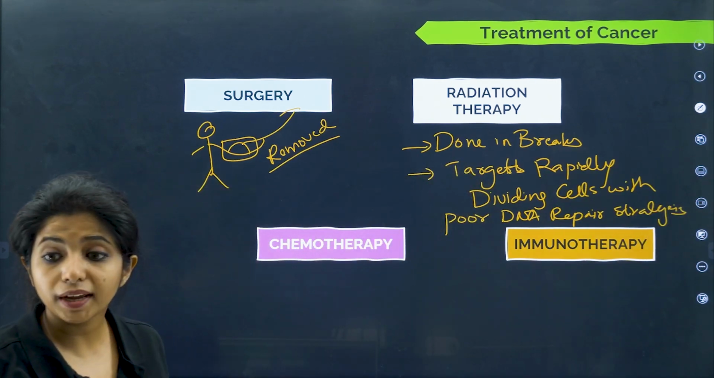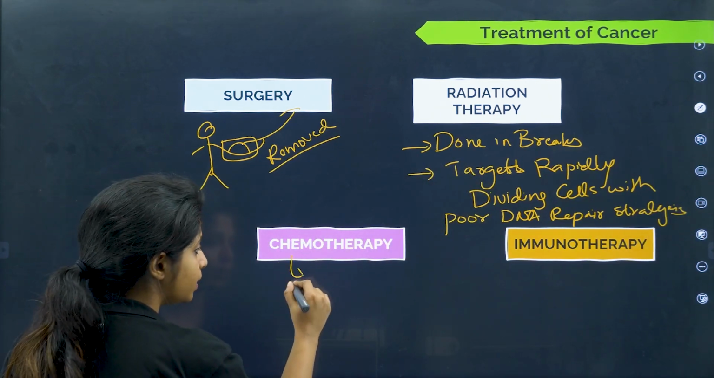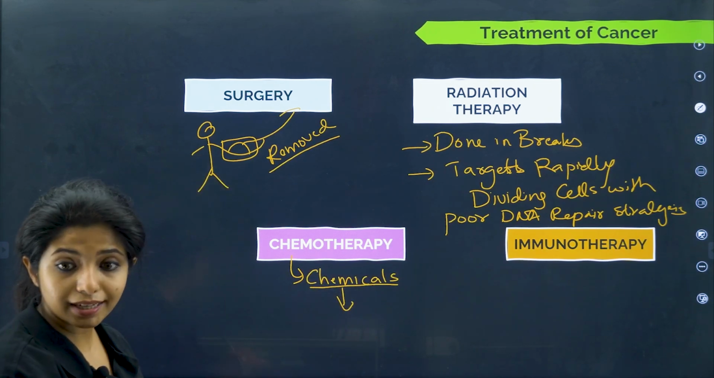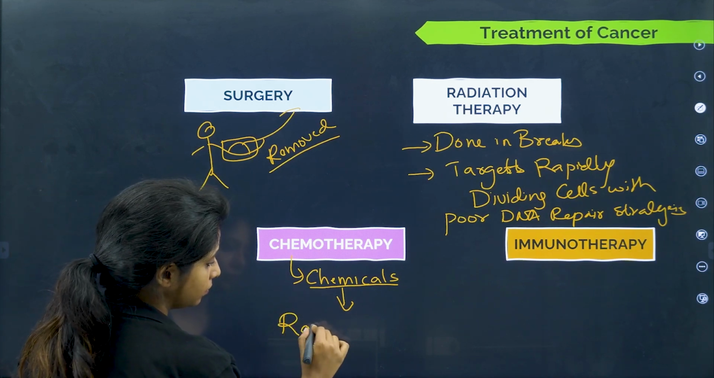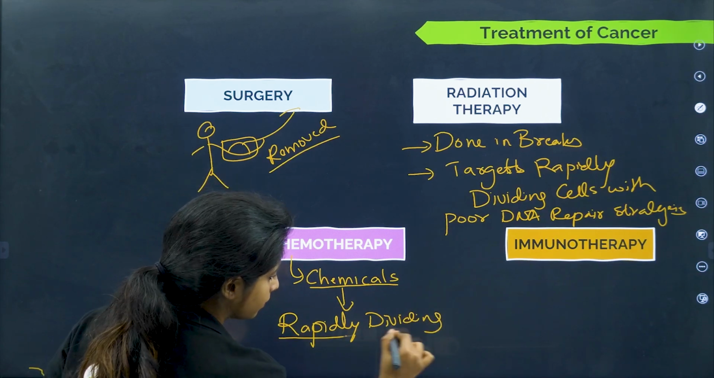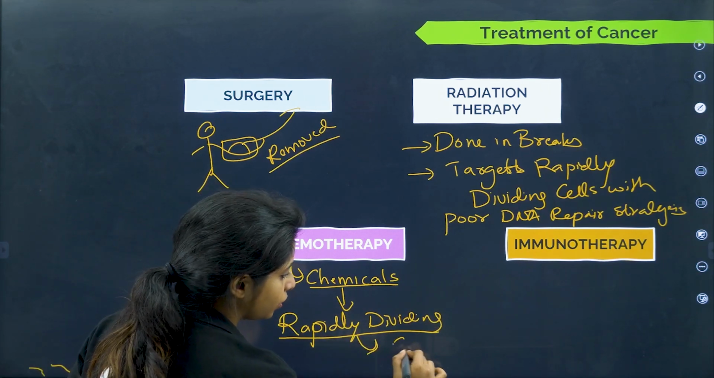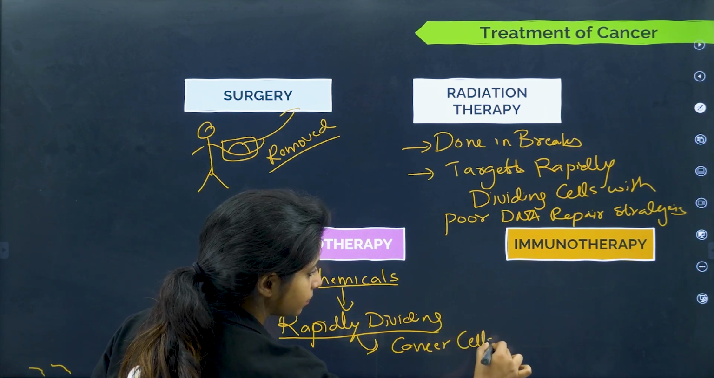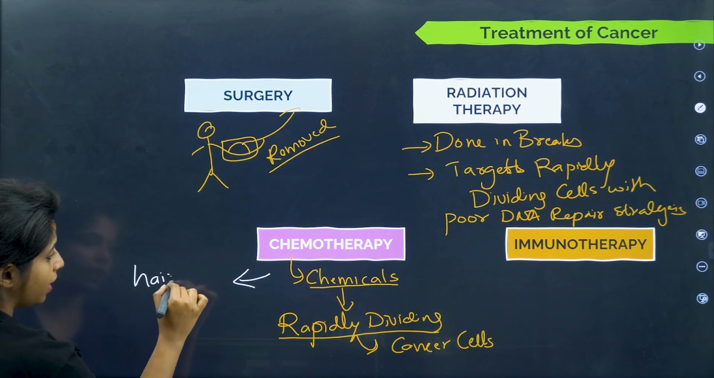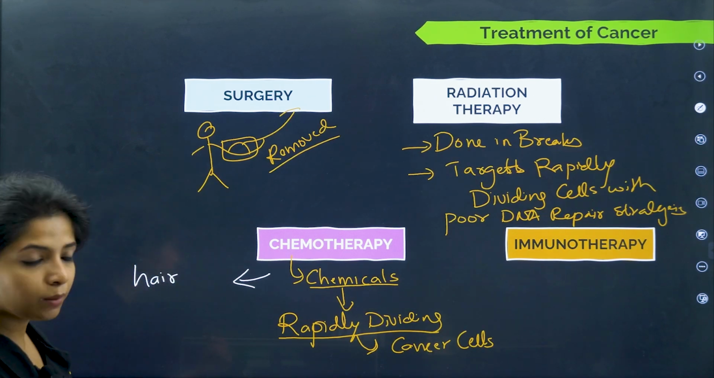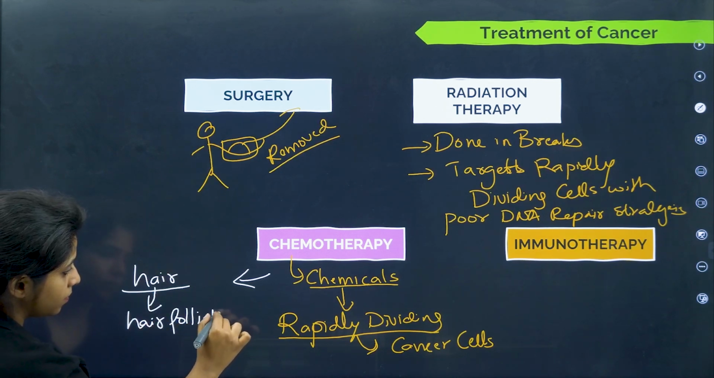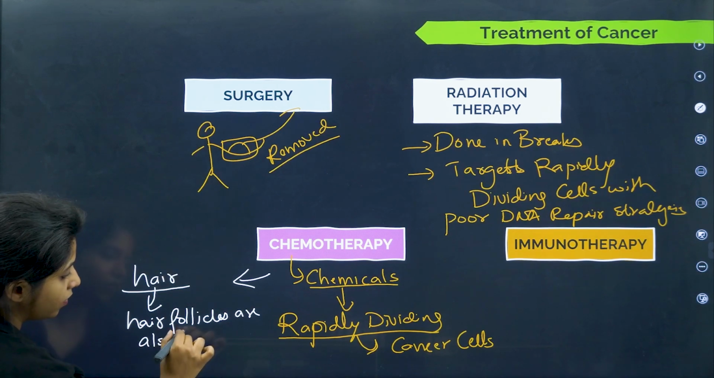Okay. Now what do you mean by chemotherapy? Chemotherapy is when basically you are giving chemicals, and these chemicals again are going to target cells which are rapidly dividing uncontrollably. Okay, and what are these cells? Basically your cancer cells. But what happens? You might have seen your hair starts to fall during chemotherapy. Why? Because the hair follicles are also rapidly dividing cells.